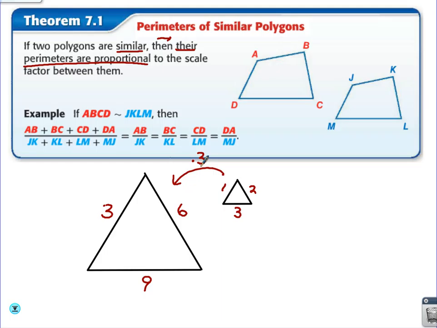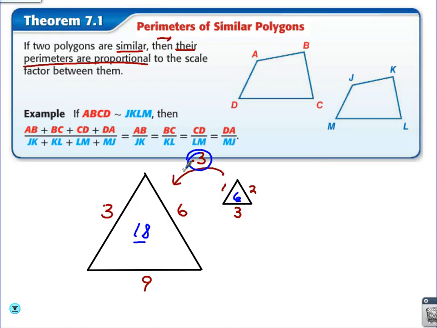Now, the question is, what is the relationship between the perimeters? Perimeter is the distance around. Help me out. Sydney, what's the perimeter of my small triangle? Add up all the sides you get 6. The perimeter of my large triangle, 3, 6, and 9, gives me 18. Look at your scale factor. And what this theorem states is, if your scale factor from one shape to another shape is 3, 4, 5, whatever it is, the scale factor between the perimeters will be the exact same scale factor.